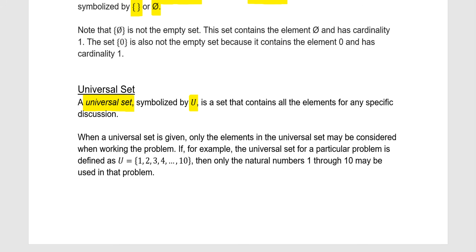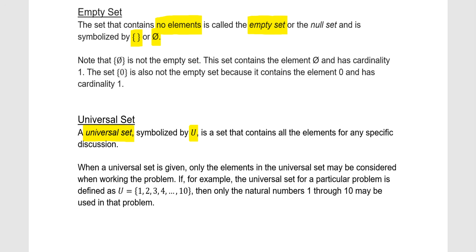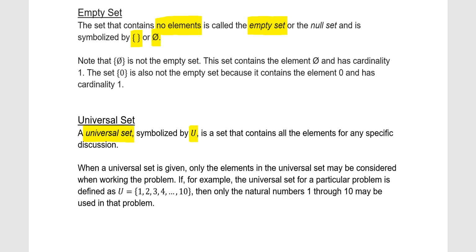So, for example, if the universal set for a particular problem is U, which is {1, 2, 3, 4, 5, 6, 7, 8, 9, 10}, then only the natural numbers 1 through 10 can be used in that problem. Nothing else exists if that is our universal set. Okay, so we'll be coming back to these topics, just a little brief introduction to them. We'll be coming back to these terms and these topics in the next sections. Okay, so that is it for chapter 2.1.